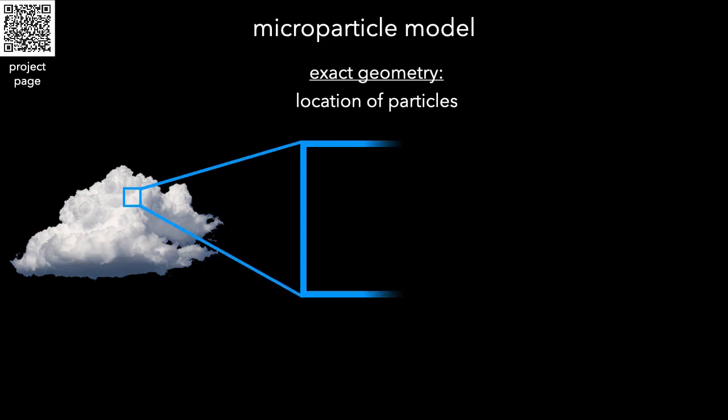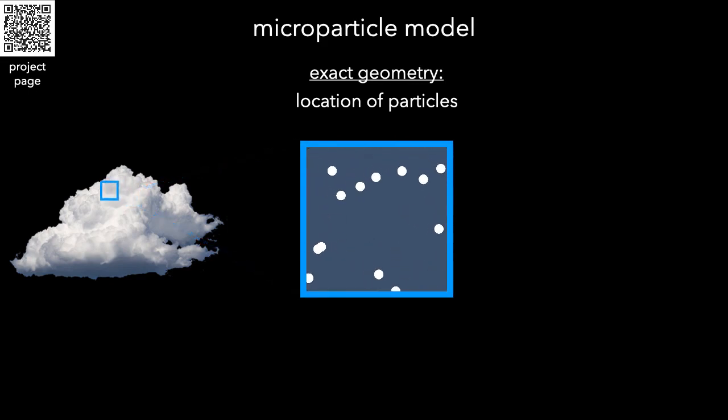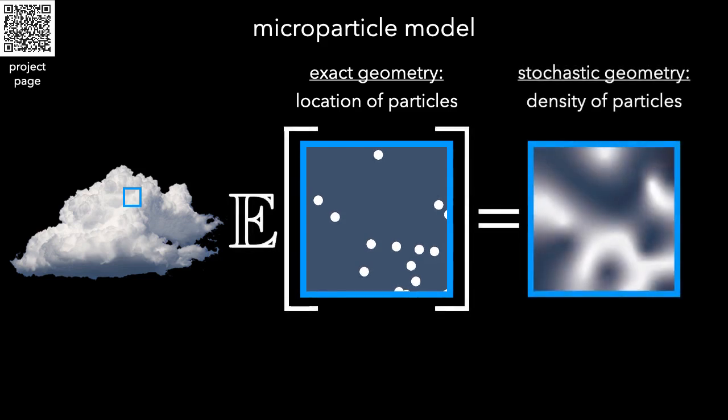Let's start by understanding what exactly volume rendering is in the case of translucent materials such as this cloud. If we look closely at it, we see that it's made up of a huge number of microscopic water droplet particles. There's so many of them that in almost all cases, modeling their exact geometry is too computationally expensive. We instead model only the expected locations of these particles, which gives us a stochastic representation of the microparticle geometry in the form of a particle density.